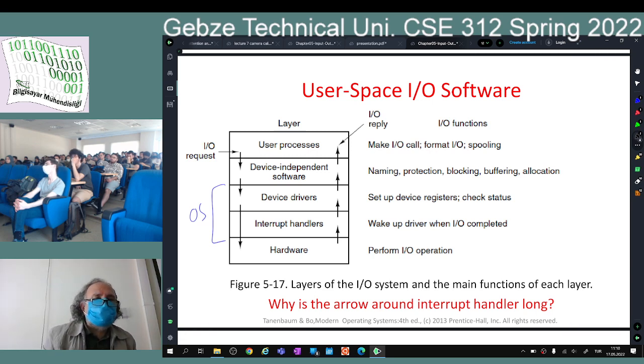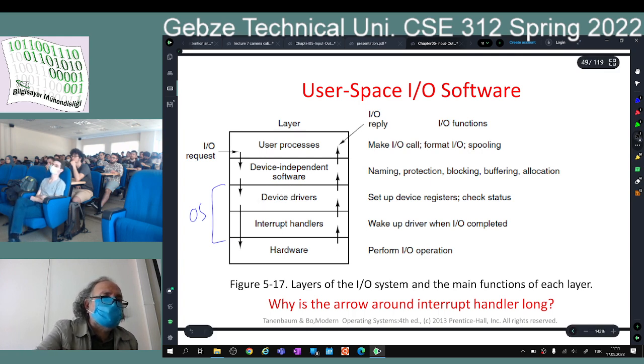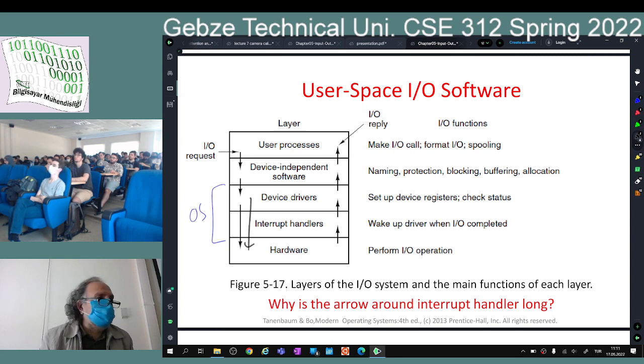So the task of the interrupt handler works in just one way: if something happens with the hardware, just let me know. Otherwise, when I am running, I am going this direction. I will control the hardware directly. This layer is a special layer, so it works just one way.